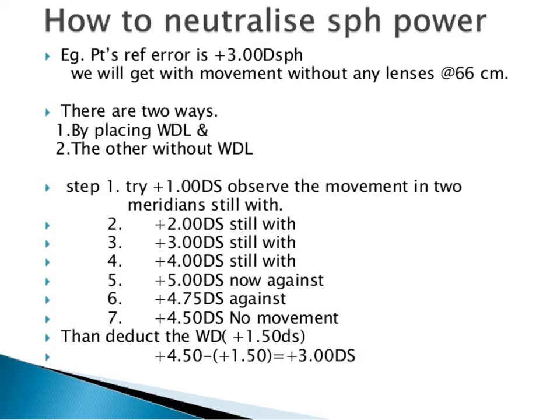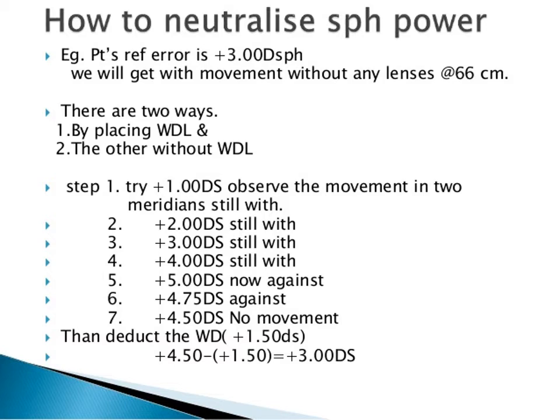Now, the calculations which are done in retinoscopy. The refractive error can be either a simple spherical refractive error, that is plus or minus, or it can be an astigmatic refractive error. So how to neutralize the spherical power? Take one example. Suppose the patient's refractive error is plus 3 diopter spherical. So we will get the movement without any lens at 66 centimeters.